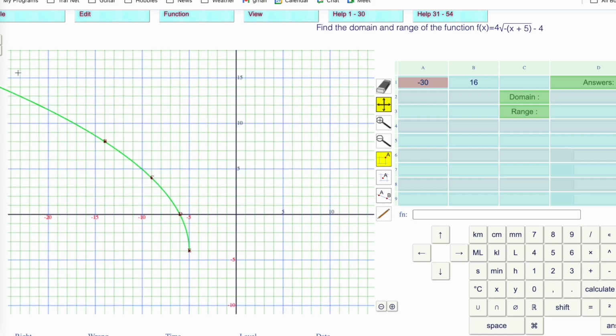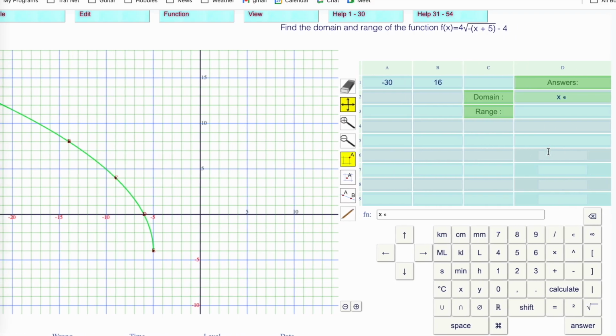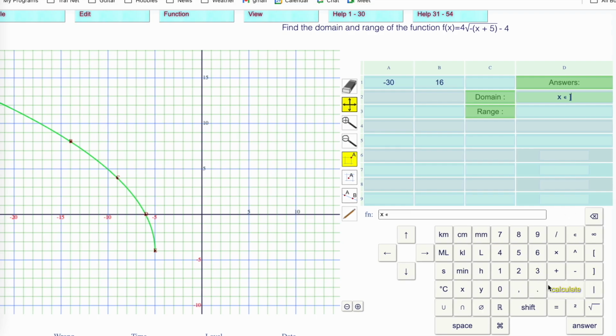The domain is from negative infinity, and then it stops at negative 5. x is a member of reject bracket around infinity, negative infinity, comma, and then it stops at negative 5, then accept bracket around the negative 5.